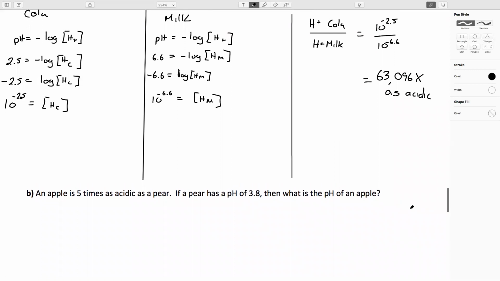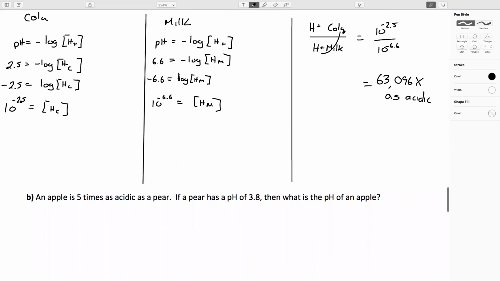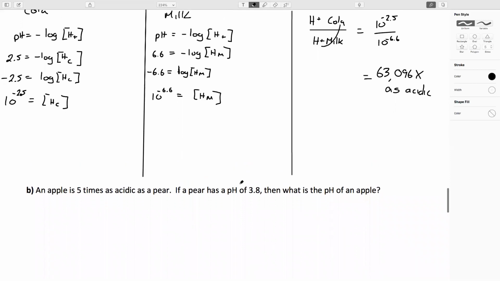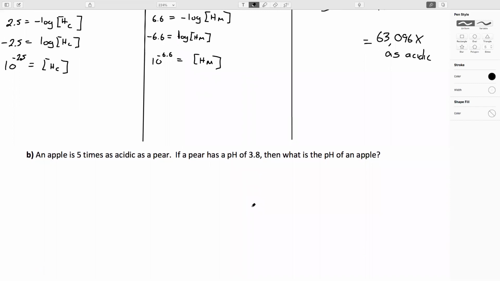We're going to do the same kind of thing in a different order. So an apple is 5 times as acidic as a pear. A pear has a pH of 3.8. What is the pH of an apple? Okay, so we're going to start with this equation right here. We know that which one's more acidic? The apple is more acidic.